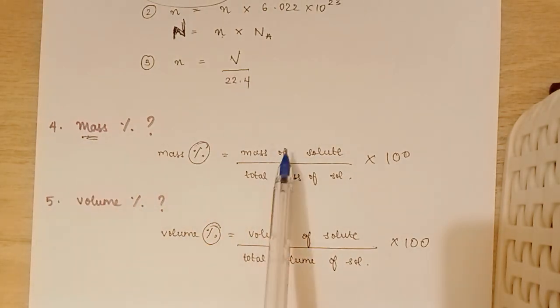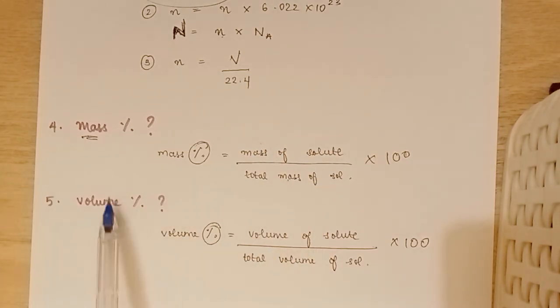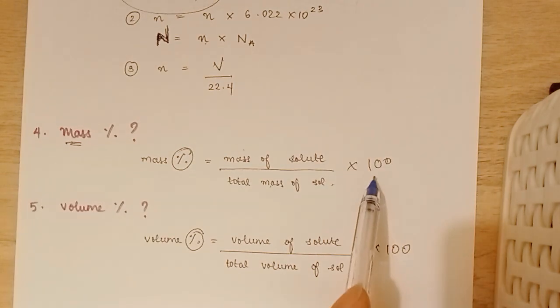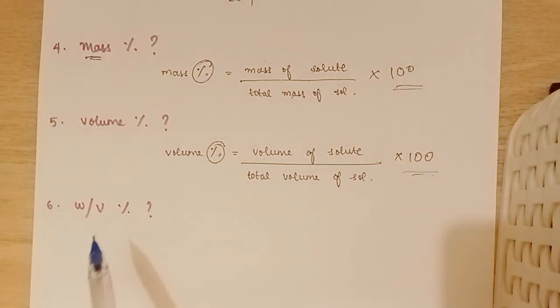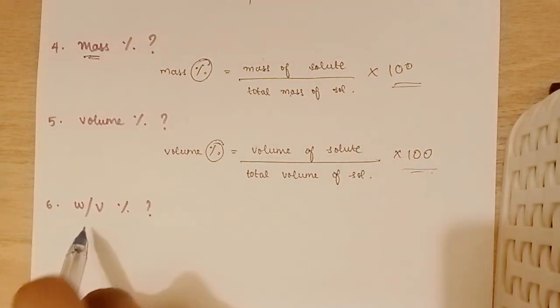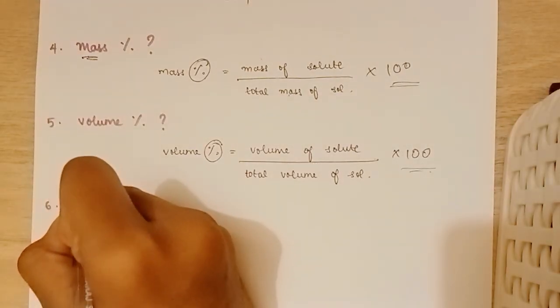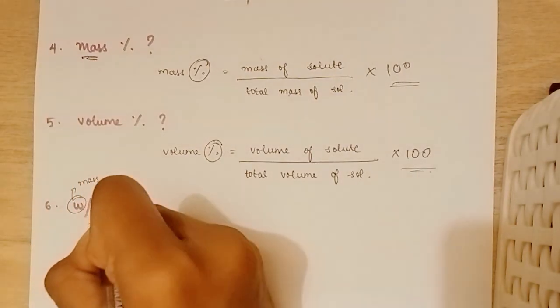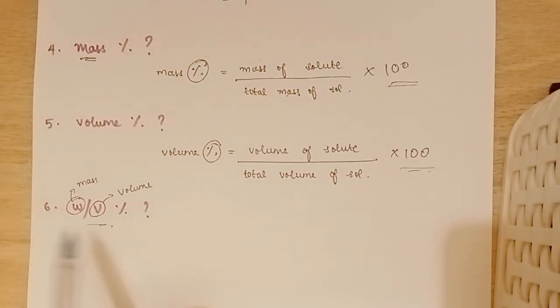Whenever mass comes, there will be mass and mass at the numerator as well as the denominator. When volume comes, numerator, denominator, volume will be there. And do not forget into 100. This is really important. Next is W by V percentage. Now, this might frighten you at first, but W is represented as mass, V is volume. So this means mass by volume percentage.